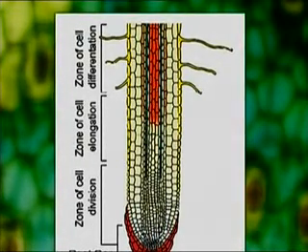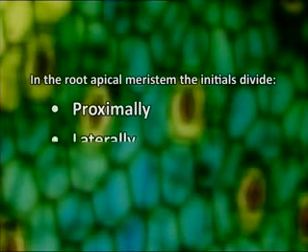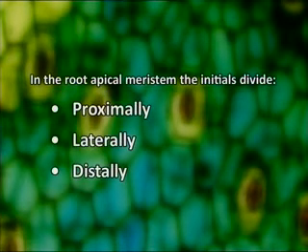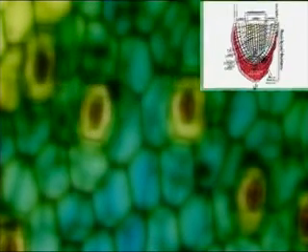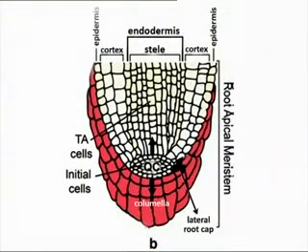Derivative cell undergoes numerous additional divisions, producing a transit amplifying cell population, which is progressively displaced from initials and then allowed to differentiate. In the RAM, the initials divide proximally, laterally, or distally, thus giving rise to derivative cells for root cortex, endodermis, stele, epidermis, lateral root cap, and columella respectively. As a consequence, RAM dome is located subterminally and is covered by the root cap, which protects the apical meristem, produces mucilage to facilitate a passage for growing root, and serves as a gravity perceiving tissue.